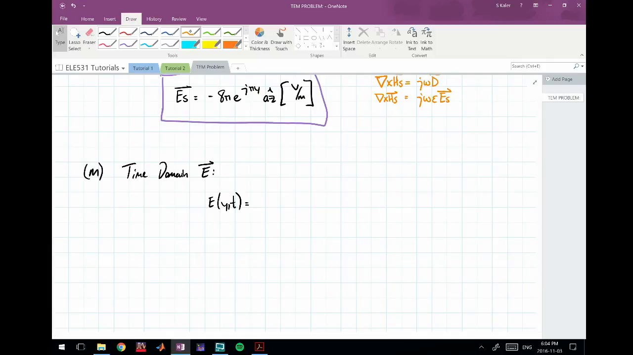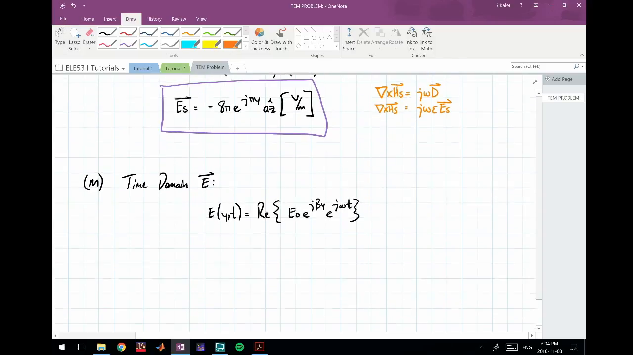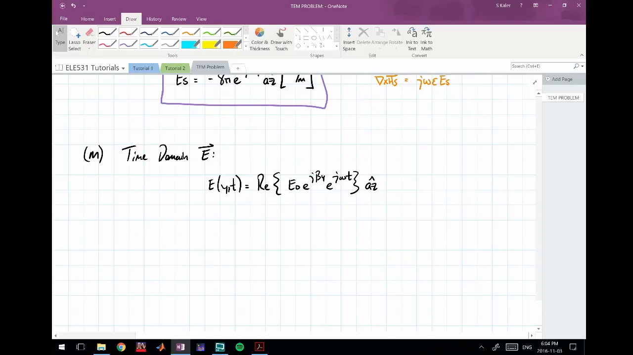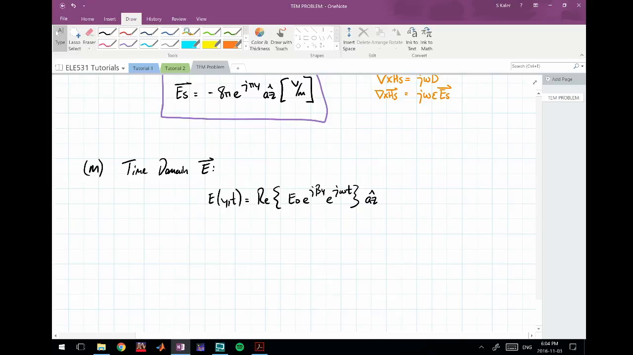In this case, we do have E naught. So this is going to equal the real part of E naught e to the j beta y, e to the j omega t, and this is going to be in the minus az, right? Well, we'll just say az for now. And then we'll call E naught minus 8. So comparing this with Es, we find that E naught equals minus 8 pi. And beta we know is pi.